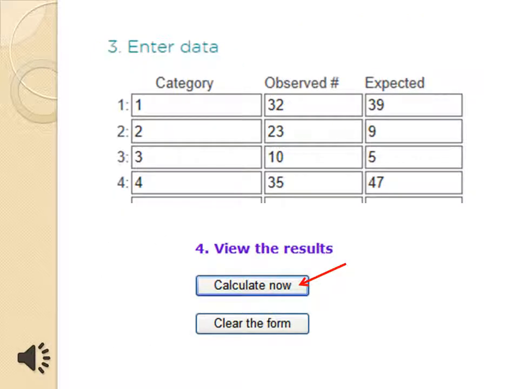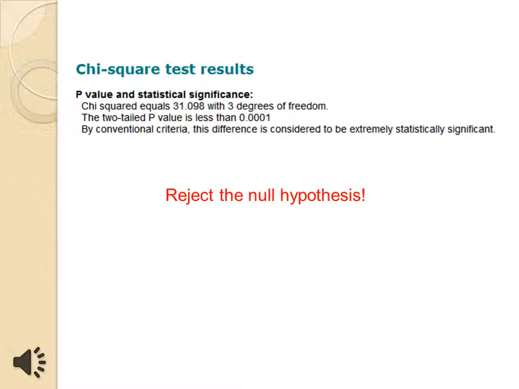I entered the data as shown on this slide and selected Calculate Now. Again, I substituted numbers for blood type in the category column: 1 for type A, 2 for type B, 3 for type AB, and 4 for type O. As the resultant p-value is 0.0001, we would reject the null hypothesis. Our sample is quite different from what was expected.